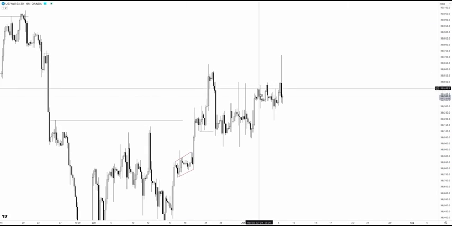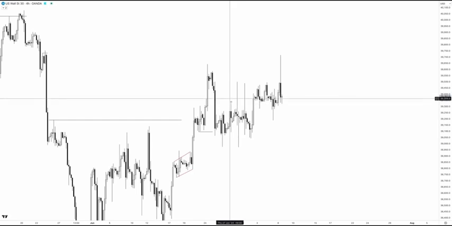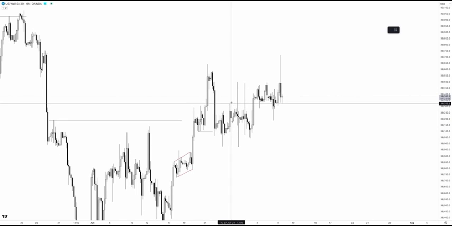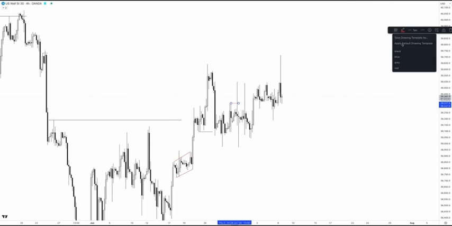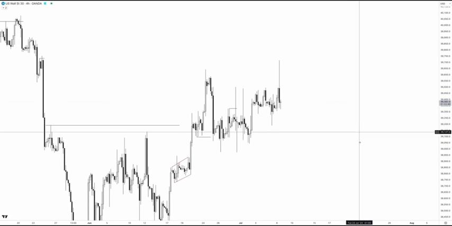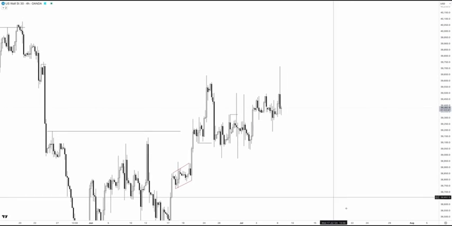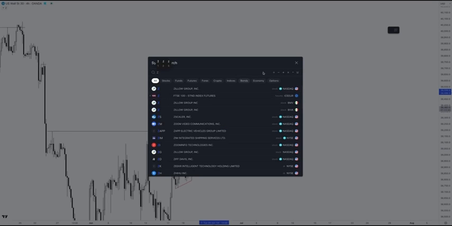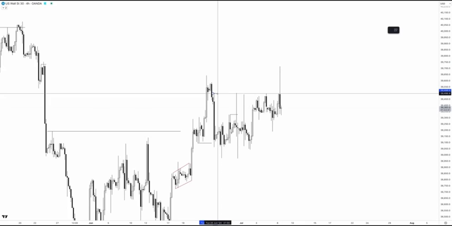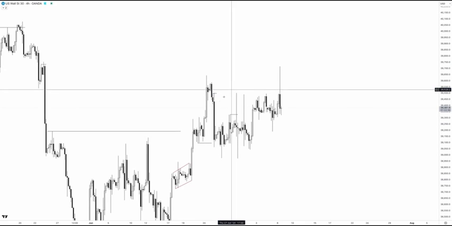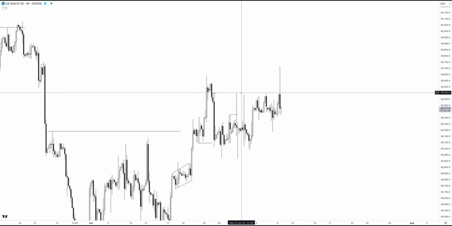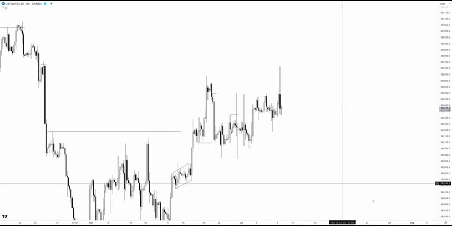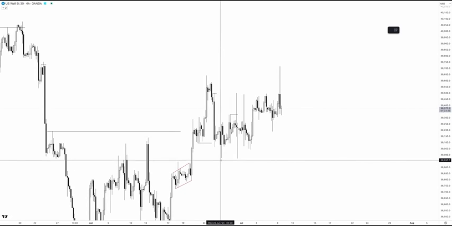Because after trapping sellers here, so mark it out black. After trapping sellers, it comes into this liquidity block right here, respects it, and then moves lower, and you can see it just about has a break of structure to the downside.